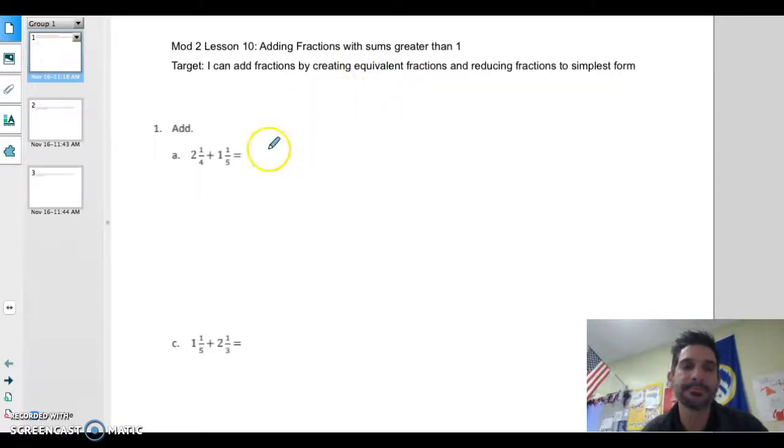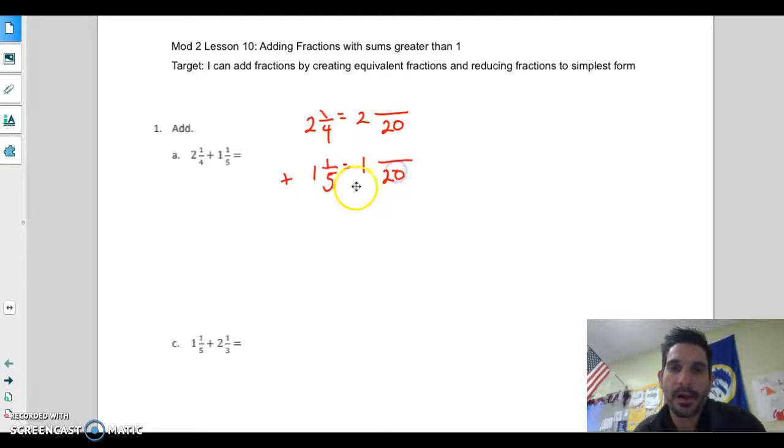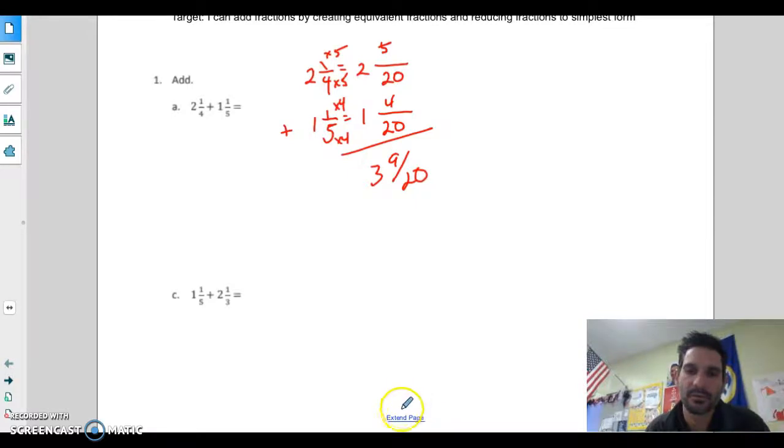Okay, so 2 1/4 plus 1 1/5. I'm going to keep it as mixed numbers instead of changing them into improper fractions. So I keep the whole numbers, and then my least common multiple of 4 and 5 is 20, and that's times 5, times 4. I add this up and I get 3 and 9/20. Okay, nothing too crazy about it.